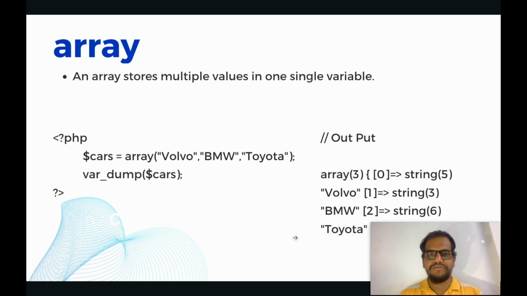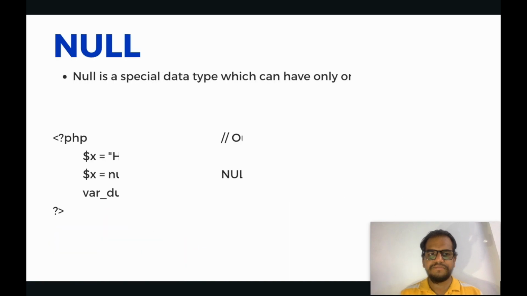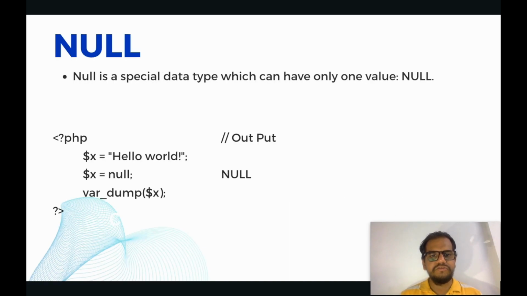So next, null. Null is a special data type which can have only one value, null, with a capital N. So why are we using null? Because sometimes we need to pass some null values in a table or database tables. That's why we are using null.